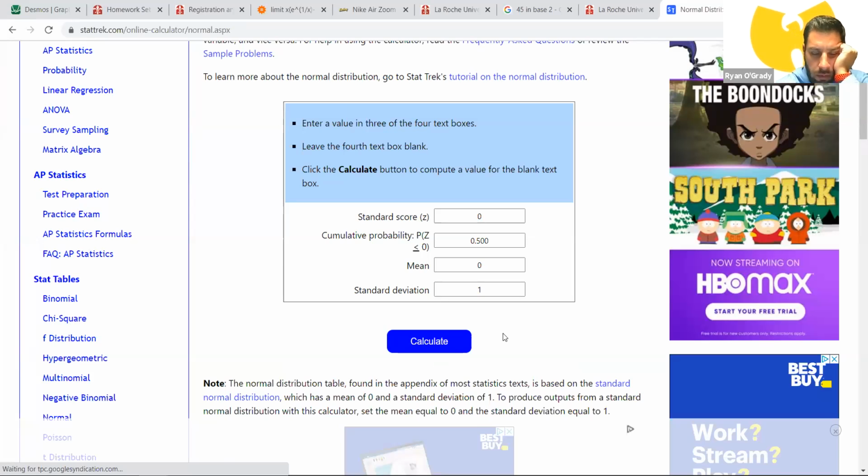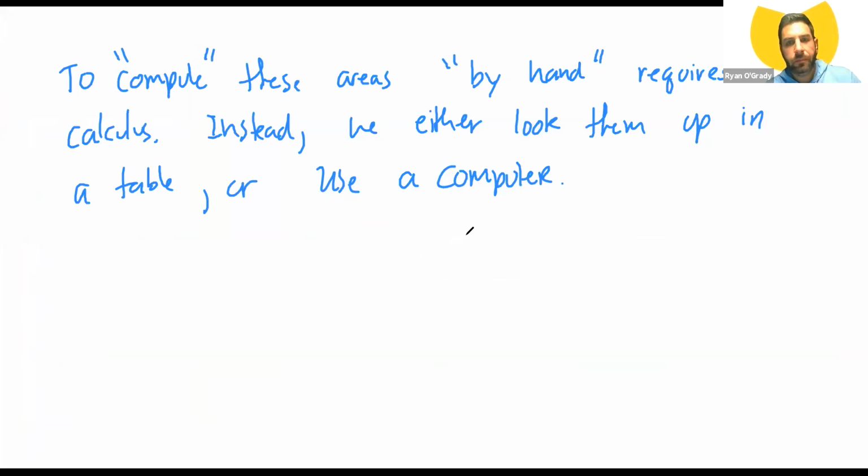So we're going to come back to this in a second, but I just want to illustrate that there are lots and lots of free things that will do this for you. You just have to find them. And if you don't know how to find one, let me know and I'll direct you.